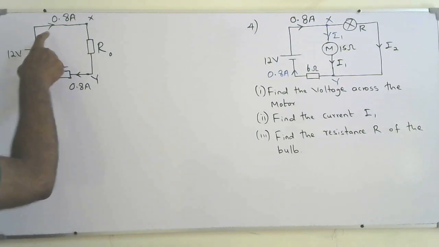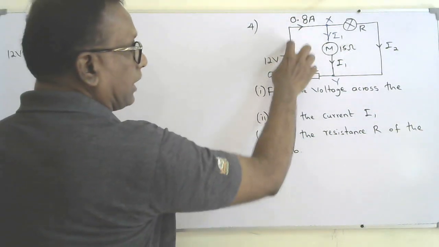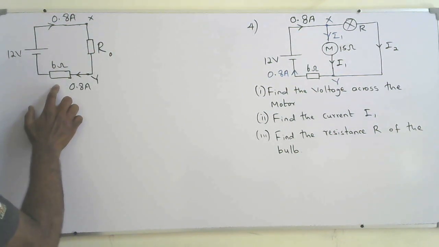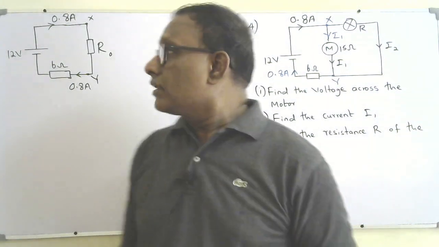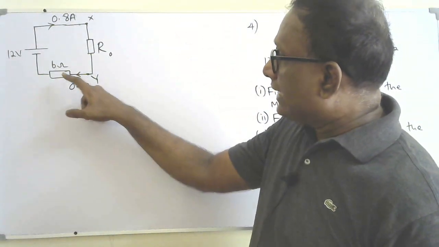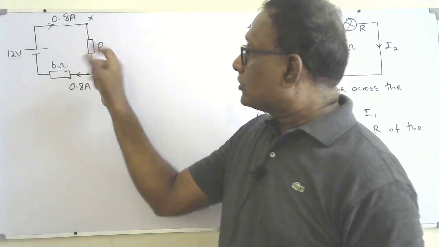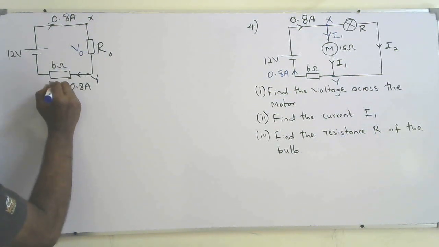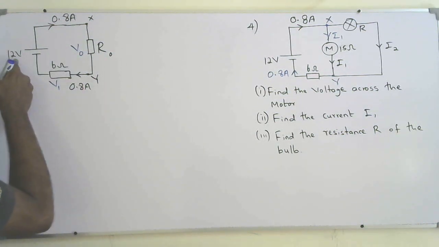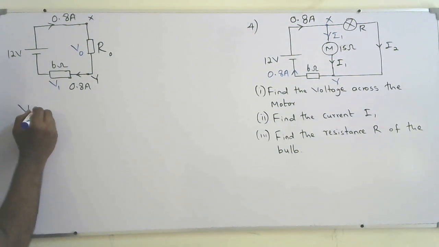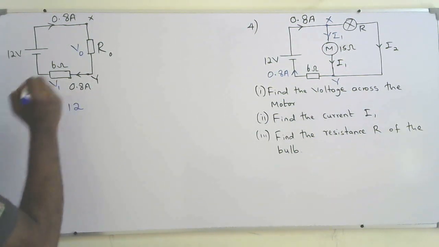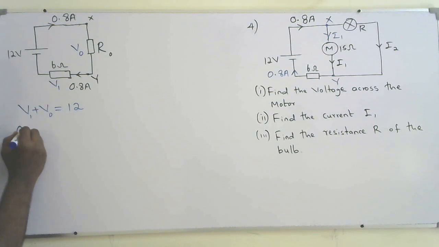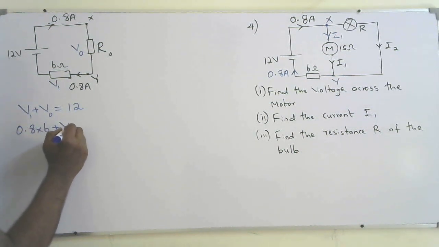If they are in series, the same current will flow, the 0.8 ampere which is coming out of the power supply will flow through both R naught and the 6 ohm. According to Kirchhoff's second law, the addition of the voltage across this and this must be equal to 12. The voltage across R naught I say is V naught, and if I say this voltage is V1, V1 plus V naught is equal to 12 volt. V1, I know that is IR, so current 0.8 into 6, plus V naught is equal to 12 volt.